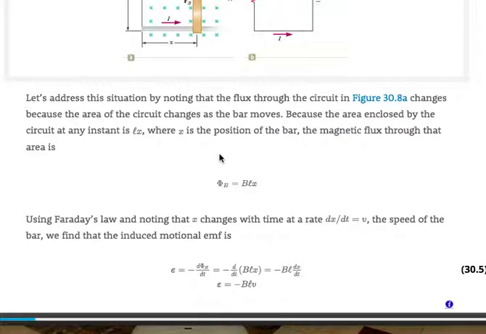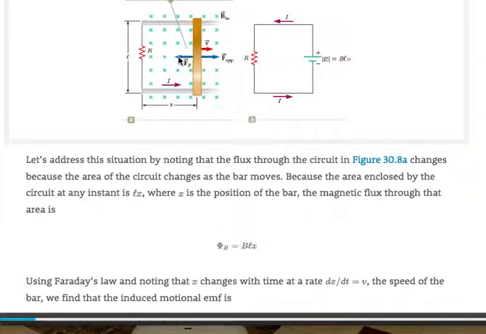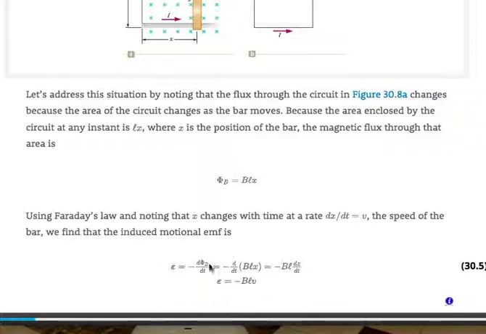Again, our flux was BLx, magnetic field times the length of this wire here times this x. But since that x is changing, dx/dt is your velocity. That means that you have a changing magnetic flux here. And if you have a changing magnetic flux, then there's an EMF that's produced that has a value of negative BLv, because it's the change of the magnetic flux divided by time, and dx/dt is velocity.